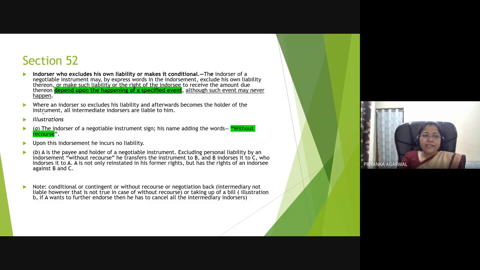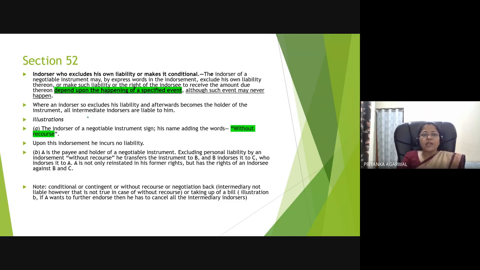Another is where you make the liability of the endorser, the right to receive the amount due thereon, depend upon the happening of a specified event. It means the endorsee will receive the amount only when a certain specified event happens. Such an event may or may not happen. In that case, it is talking about contingency. The first is talking about conditional, and the other is contingency. So this section is providing you two types of endorsement.